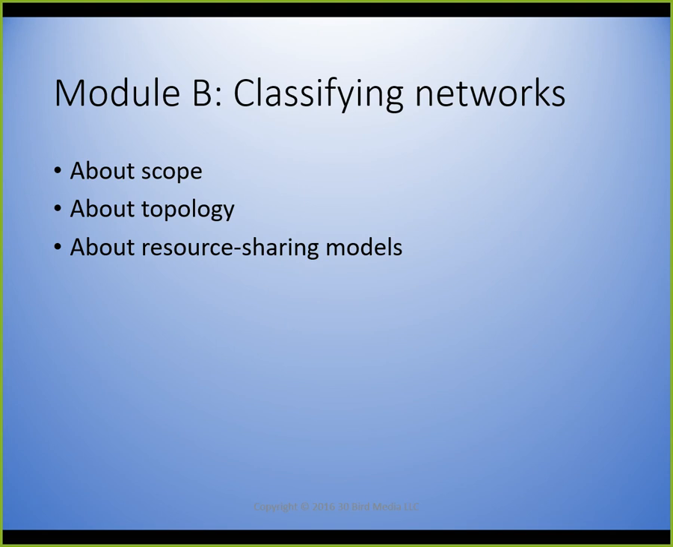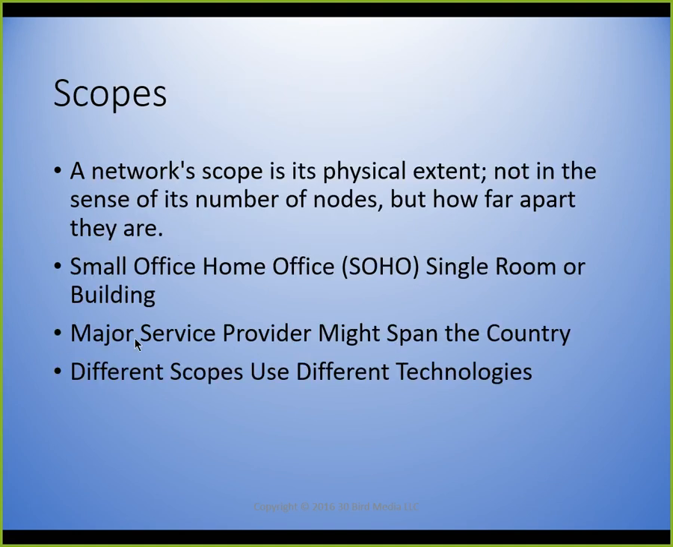So we've been going for about an hour. The next thing that we want to look at is classifying networks by scope, topology, and resource sharing model. Scope is how big it is, and we know that some of them are bigger than others. The one in your house is not as big as the one that LeaderQuest uses, or even the one within the building that you're in at LeaderQuest. So scope is the physical extent, not the number of nodes, but how far apart they are. And we could have something that doesn't go very far that has lots of nodes.